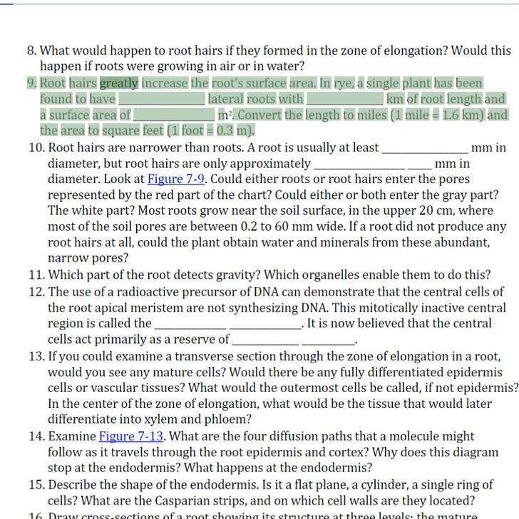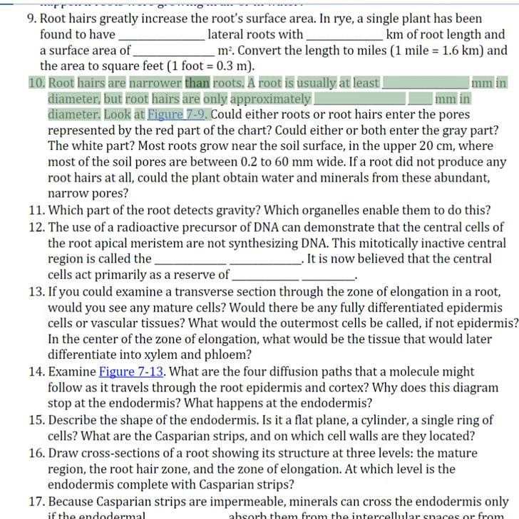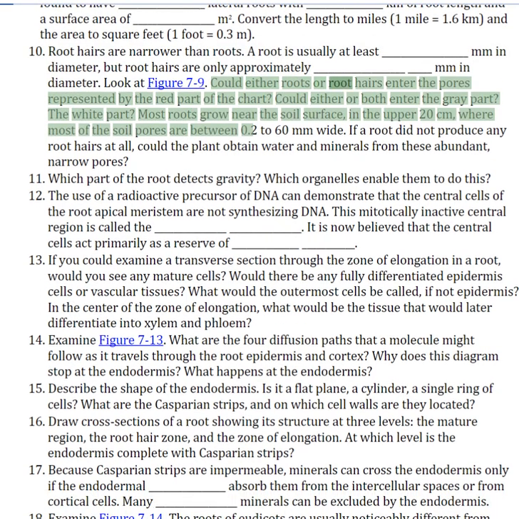9. Root hairs greatly increase the root's surface area. In rye, a single plant has been found to have lateral roots with km of root length and a surface area of m. Convert the length to miles and the area to square feet. 10. Root hairs are narrower than roots. A root is usually at least mm in diameter, but root hairs are only approximately mm in diameter. Look at figure 7-9. Could either roots or root hairs enter the pores represented by the red part of the chart? Could either or both enter the gray part? The white part?